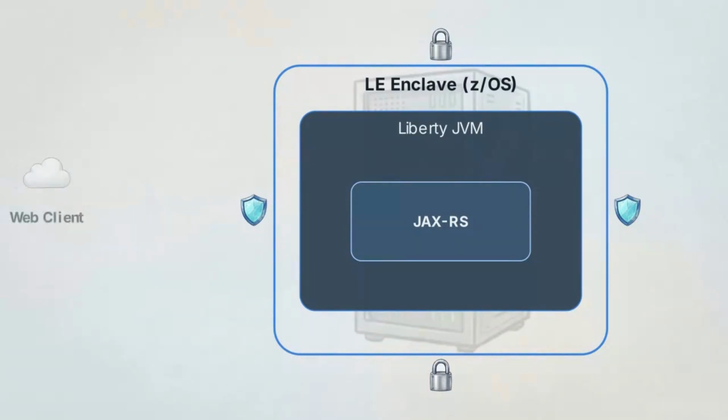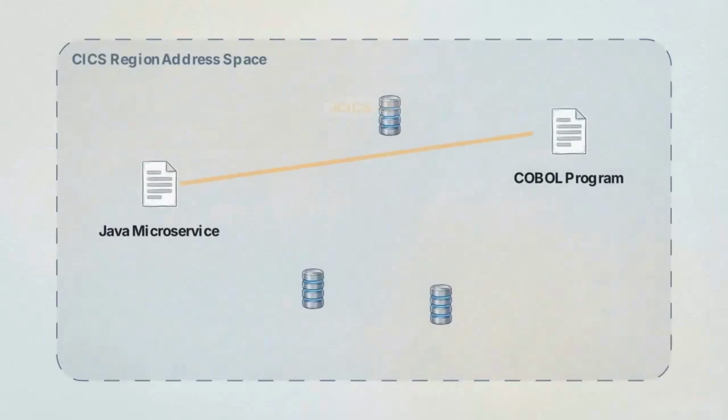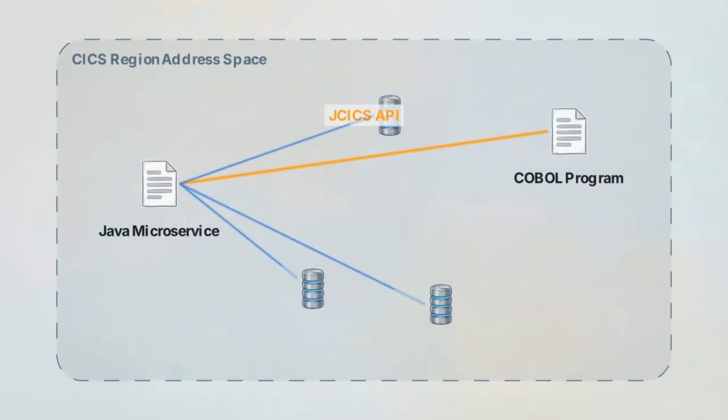When a web client sends an HTTPS request, the traffic flows directly into the Liberty JVM's JAX-RS component. JAX-RS is a Java API specification used to create RESTful web services that communicate via the HTTP protocol. Here is where the integration happens. The Java application uses the JCICS API to directly invoke the COBOL program. JCICS is a set of Java classes that provide native access to CICS resources, like programs, files, and queues.